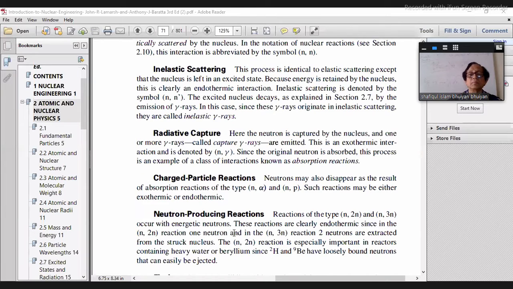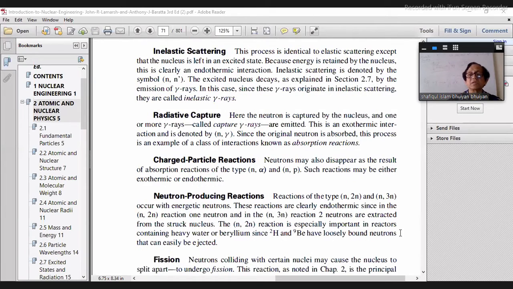You see here in the book, the (n,2n) reaction is especially important in reactors containing heavy water or beryllium. These are the equations, and time runs so fast. These reactions are especially important for reactors containing heavy water and beryllium, since they have loosely bound neutrons. And I have shown you this reaction, and this reaction, and the other reaction with beryllium-8.